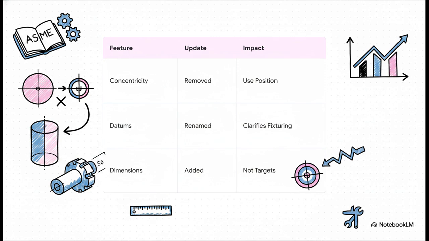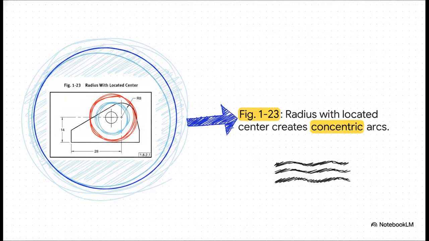They also updated the terminology from true geometric counterpart to datum feature simulator. Honestly, that's a brilliant change because it clearly separates a perfect theoretical cylinder from the actual physical chuck or collet they use on the shop floor. Plus, they added Rule 4.1Q to explicitly clarify that basic as-designed dimensions do not establish a manufacturing target on their own. This visual here is a fantastic example of the 2018 revision in action.